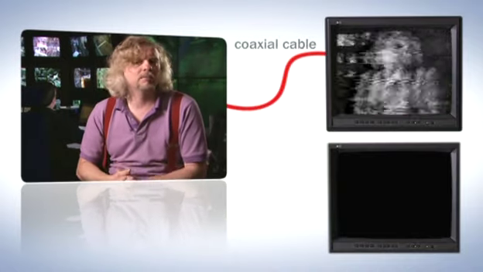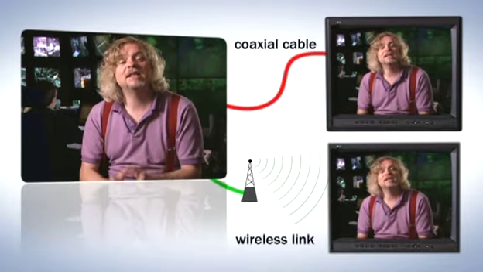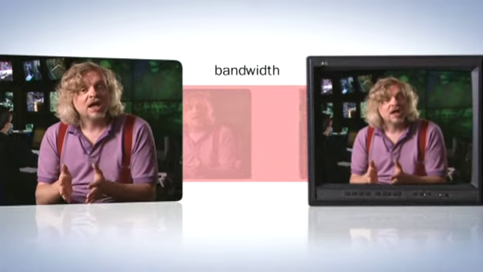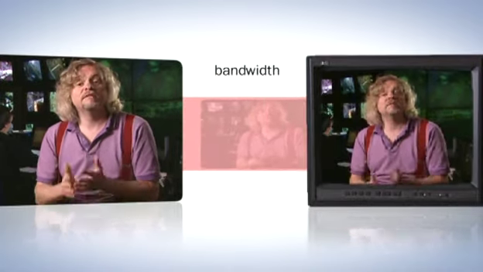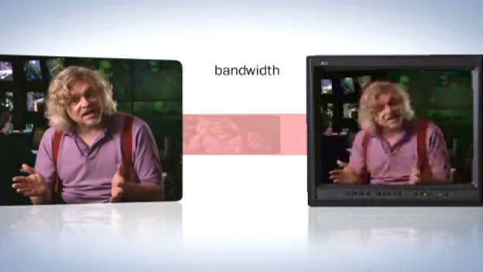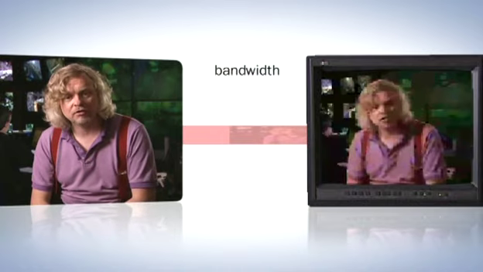To get video pictures from one location to another, we need to send the pictures through a transmission path, such as a coaxial cable or a wireless radio link. Each part of this path has a limited bandwidth, which means that only a certain amount of information can be sent down it at any one time. The quality of the video pictures we send and receive is often constrained by the bandwidth of the transmission path.